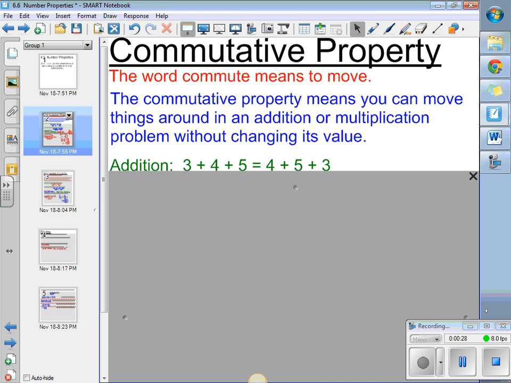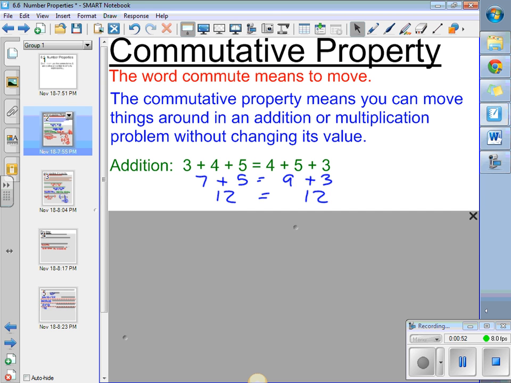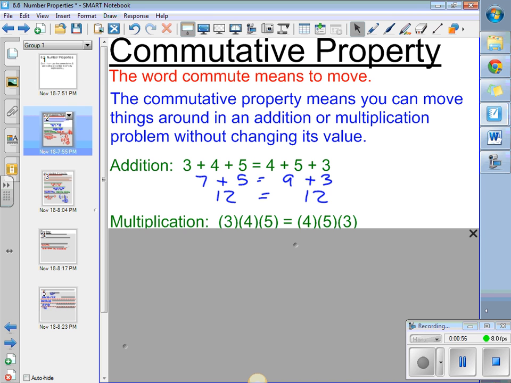If I have the problem 3 plus 4 plus 5 equals 4 plus 5 plus 3, let's work that out. If I do 3 plus 4 first, I get 7 plus 5. If I do the other side, I get 4 plus 5, which equals 9, and then I'm going to add the 3. Either way, I'm going to get 12.